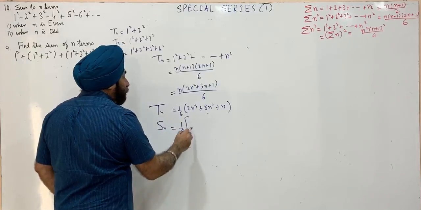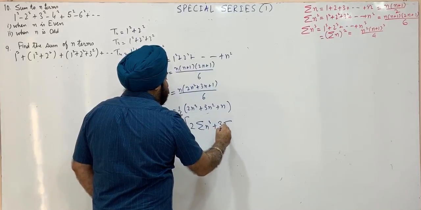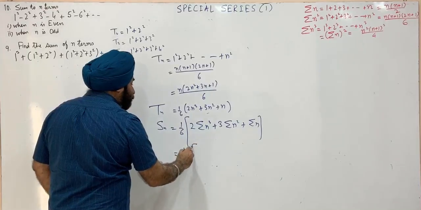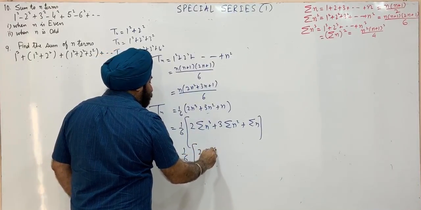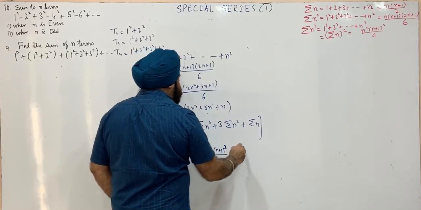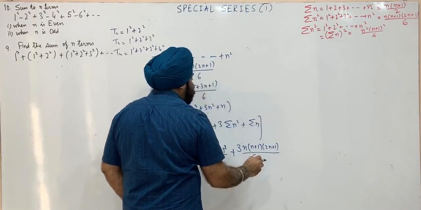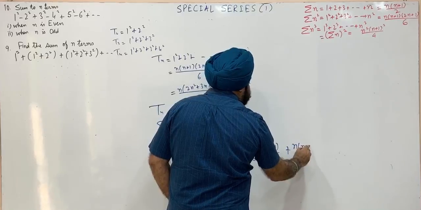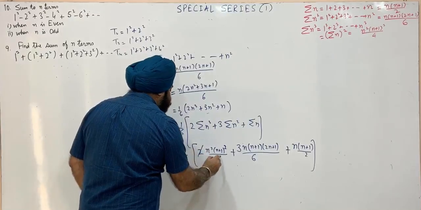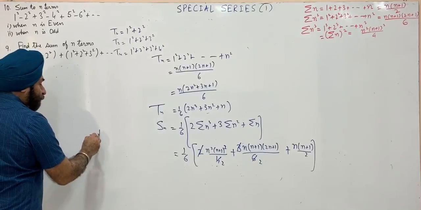1 by 6, this is 2 sigma n cube, this is 3 sigma n square, and this is sigma n. That's 1 by 6, 2 into n square into n plus 1 whole square upon 4, plus 3 into n into n plus 1 into 2n plus 1 upon 6, and sigma n, that is n into n plus 1 upon 2. We simplify the terms in the bracket. This is 2, this is 2, we already have 2 here, so this will be 1 by 12.